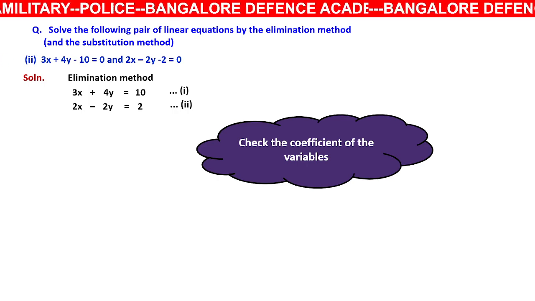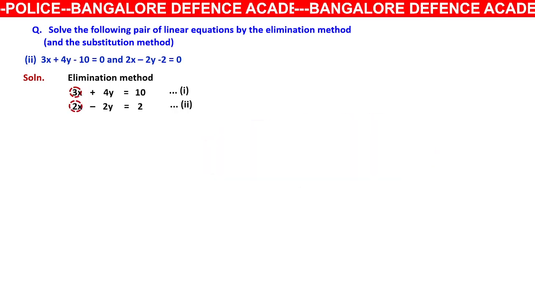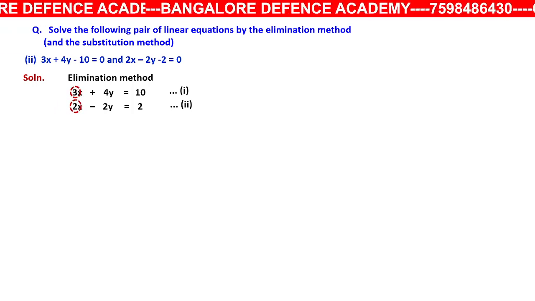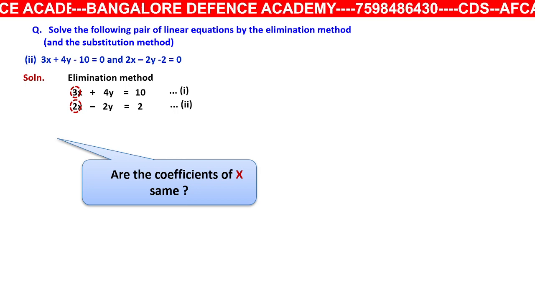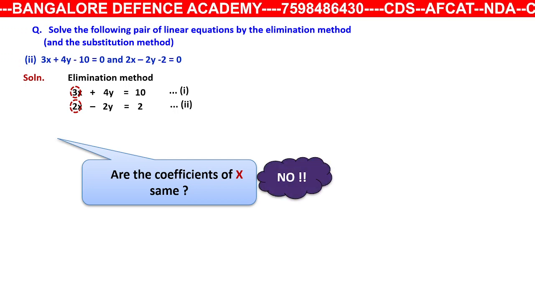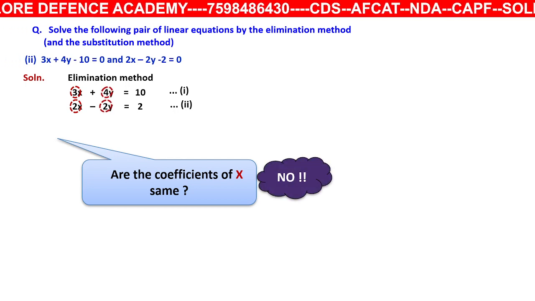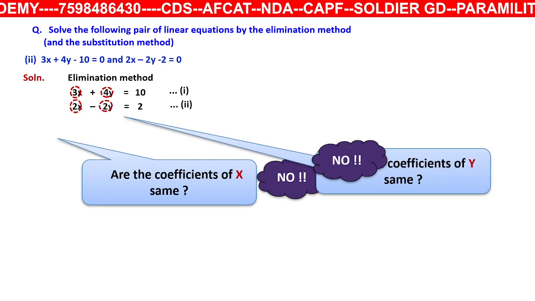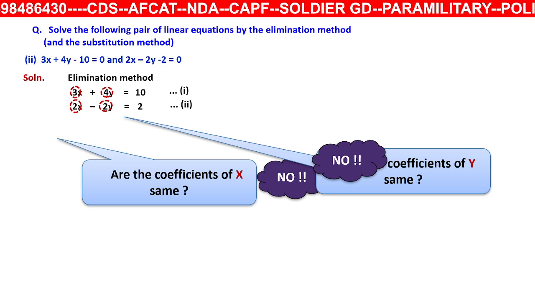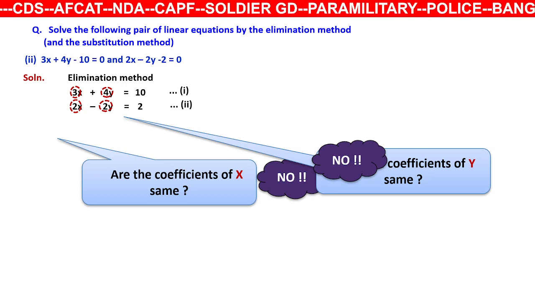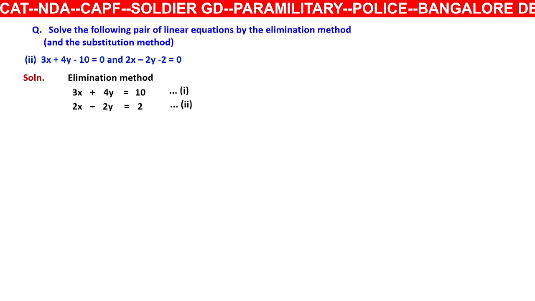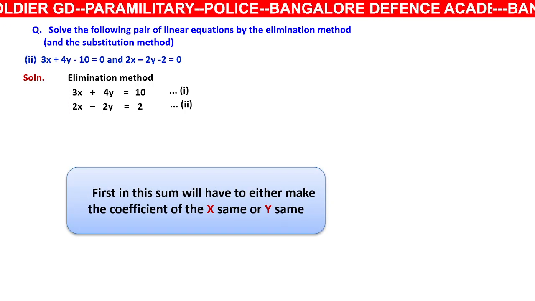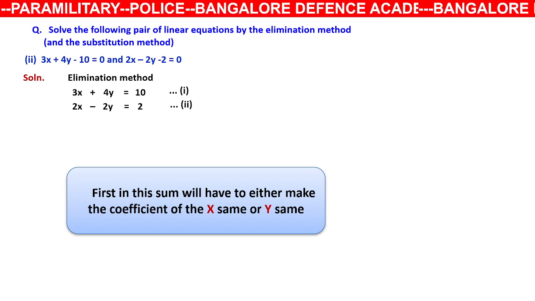So check the coefficients of the variable. The x coefficient in the first equation is 3 and the x coefficient in the second equation is 2. Now as the coefficients of x are not same, okay, now I go with the y. Now coefficient of y is 4 and coefficient of y in the second equation is minus 2. In both the cases, the coefficients of x and y are not same. So what to do in this case? First, in this sum, we'll have to either make the coefficient of x same or y same.